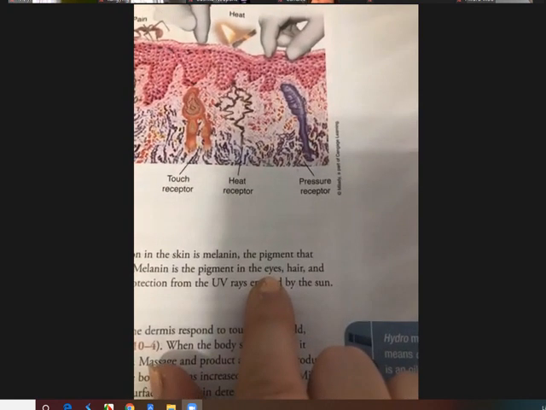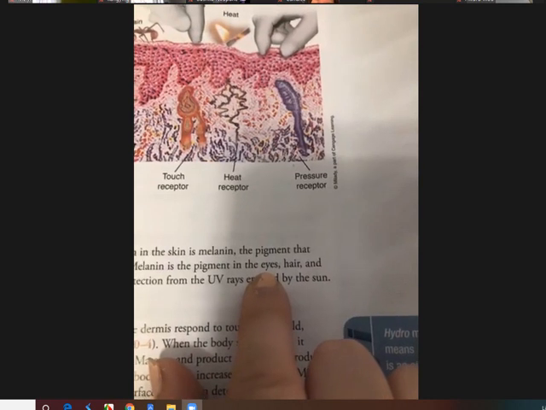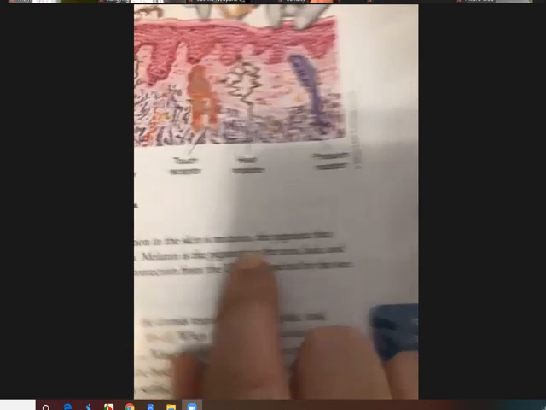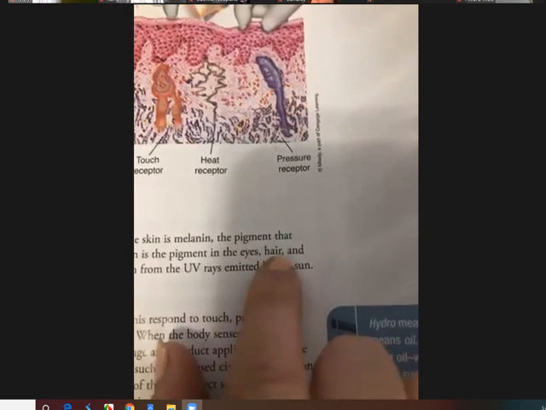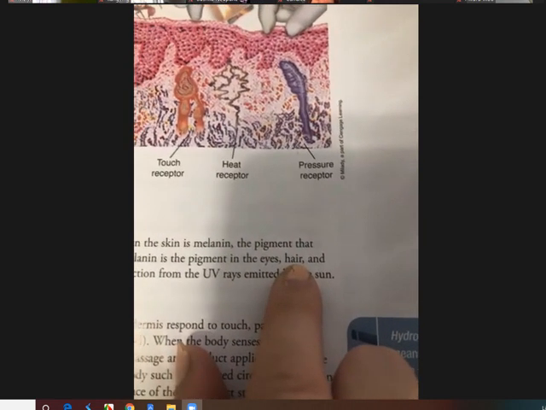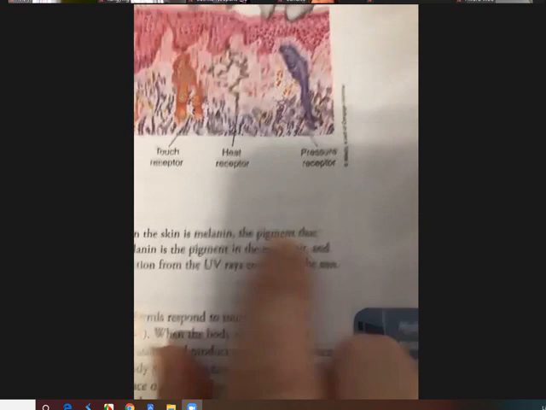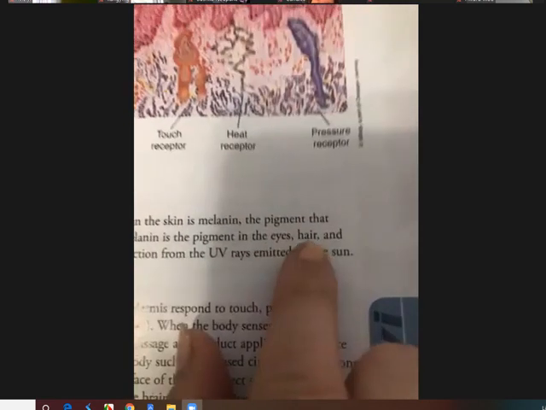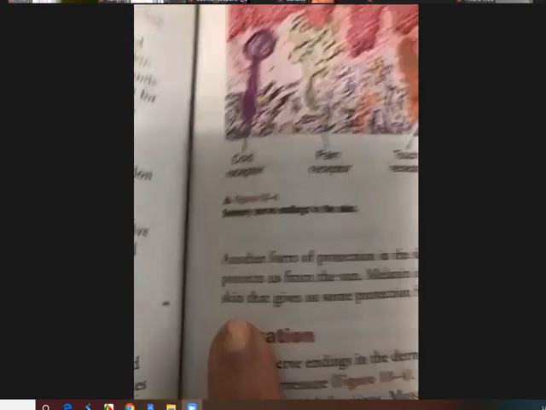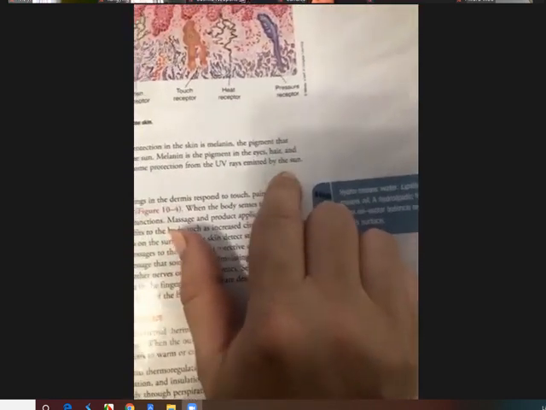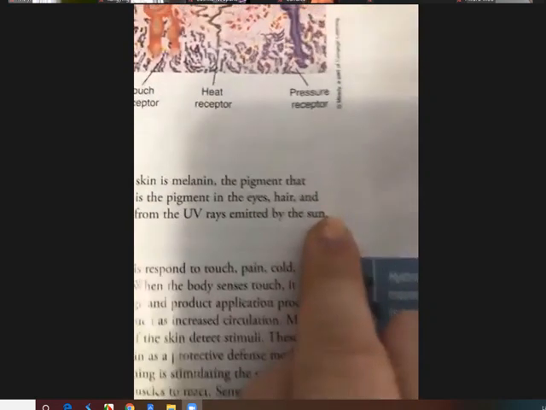Some people's eyes are blue, some green, brown, or black. That's the eye pigment. And then hair, you have what? Blonde, red, brown, black. So melanin can be found in the eyes, hair, and skin. It gives us protection from the UV emitted by the sun. So melanin found in the skin is to protect us from the UV rays.